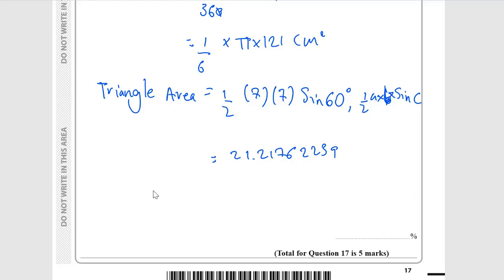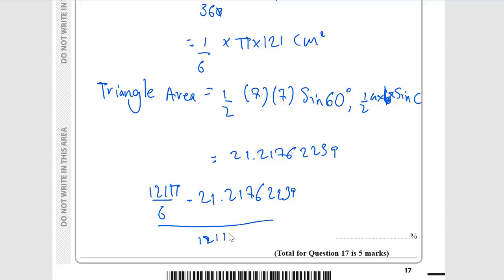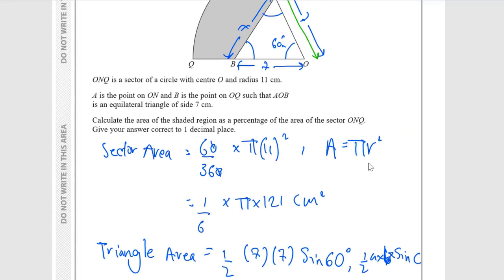So we know that the shaded area is 121 pi over 6, subtract our answer, 21.21762239, divided by 121 pi over 6. Ultimately this is divided by the area times by 100, and that will give us, using our calculator, to 1 decimal place, 66.5%. So 66.5.